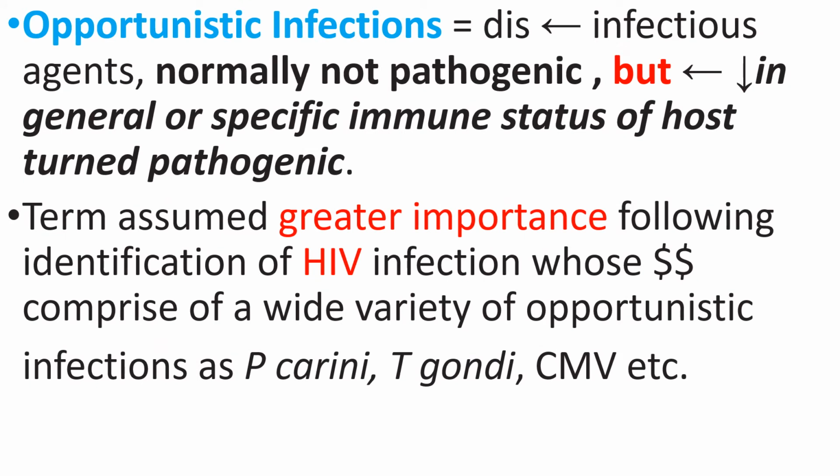Opportunistic infections are diseases due to infectious agents that are normally not pathogenic, but due to a decrease in the general or specific immune status of the host, turn pathogenic. In normal conditions, it is not pathogenic, but due to a decrease in the general or specific immune status of the host, it turns pathogenic. The term assumed greater importance following the identification of HIV.